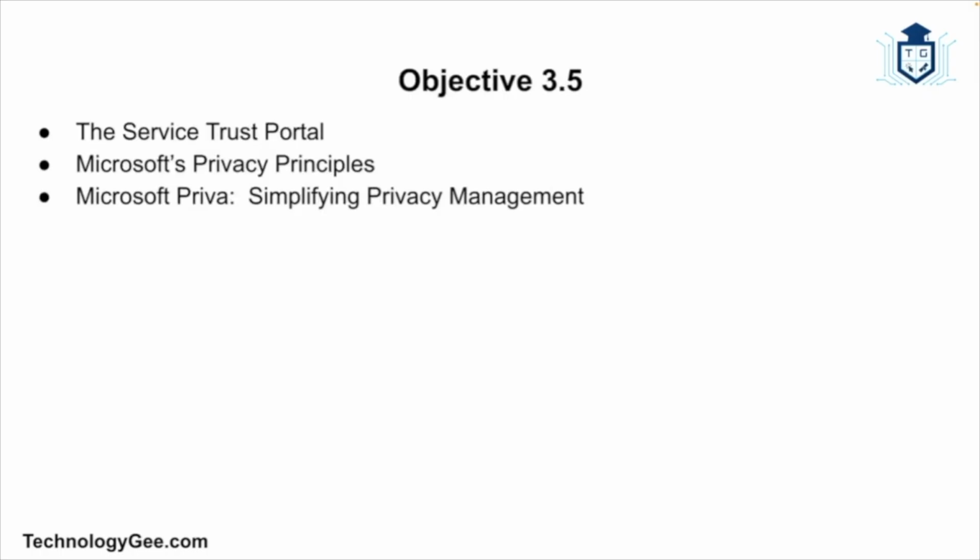And Microsoft Service Trust Portal and Microsoft Priva exemplify its commitment to this principle by providing transparency, robust compliance tools, and innovative privacy solutions. Microsoft empowers organizations to navigate the complexities of data security and privacy confidently. The Service Trust Portal offers a centralized hub for understanding Microsoft security and compliance frameworks, while Microsoft Priva takes privacy management to the next level with automated tools and actionable insights. Together, they help organizations not only meet their regulatory obligations, but also build a culture of trust and accountability.